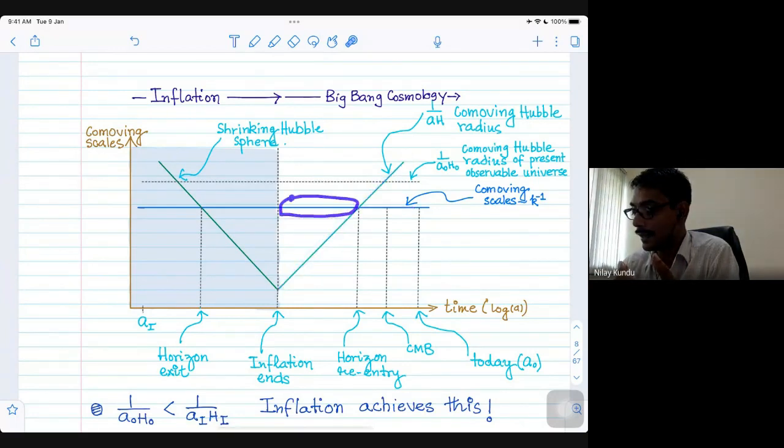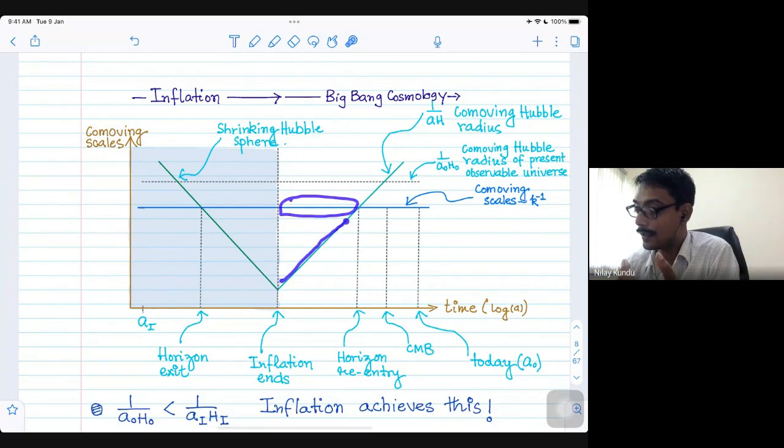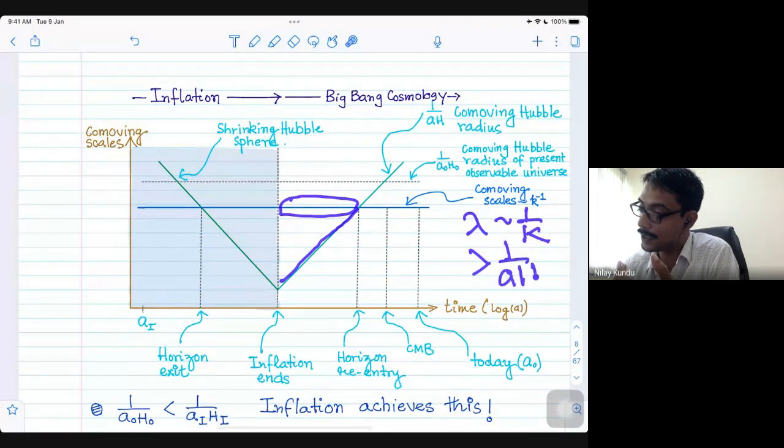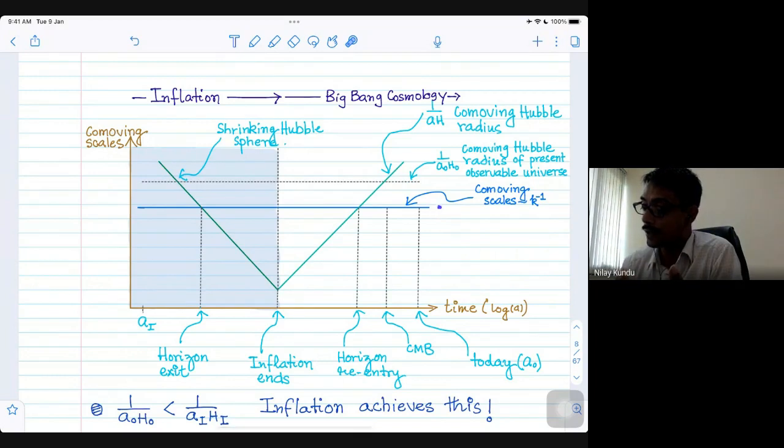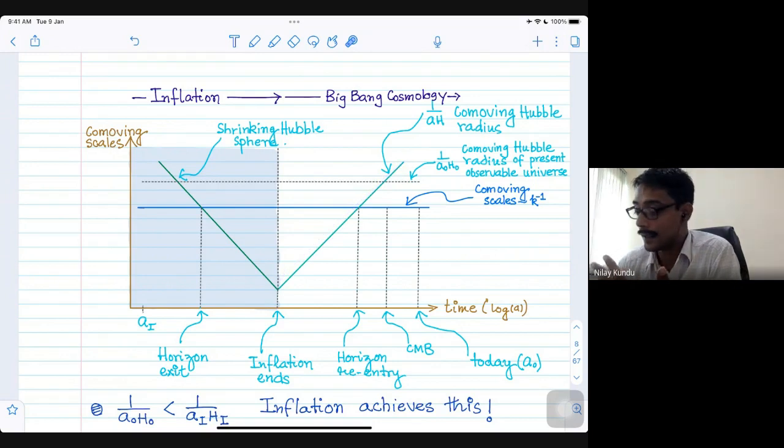At this point, this separation lambda, or 1 over k, was greater than 1 over aH. So that means they were not in causal contact with each other. So that's the horizon problem. The two particles couldn't have interacted in the far past because they were outside the horizon, and then there is no explanation for the homogeneity that we see in our universe.